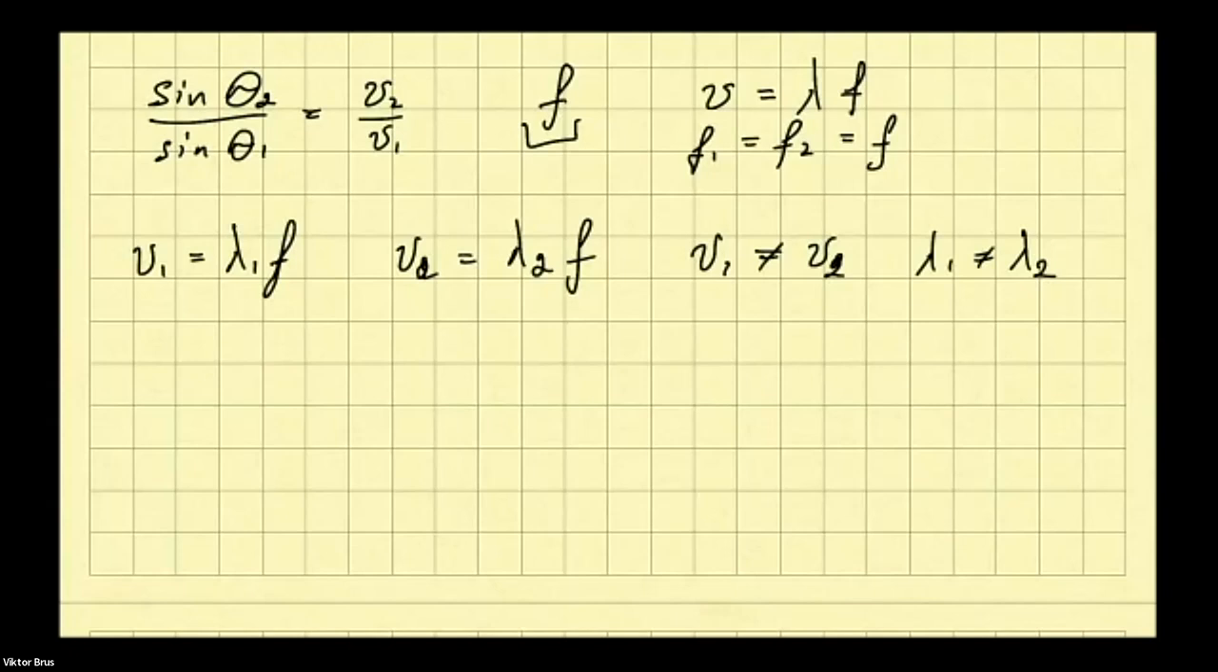So the reason why speed is changing, the mechanism by which the speed of light can change in different materials, is that the wavelength is adjusted. So when we go from air to glass, we reduce the speed of light, and that means we reduce the wavelength.